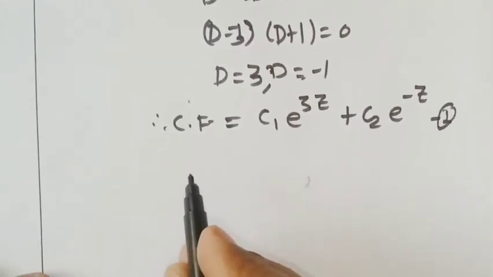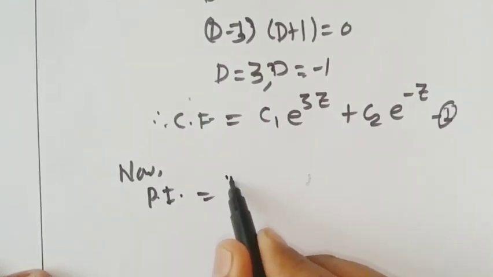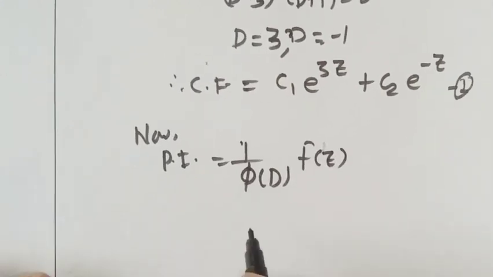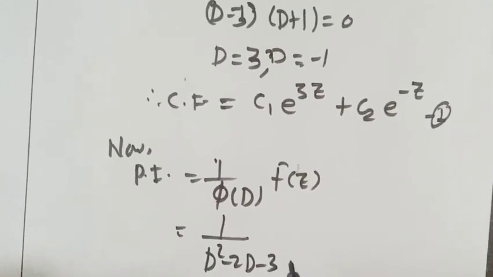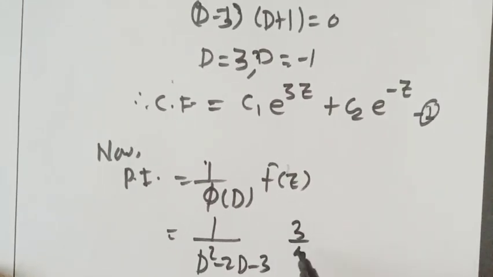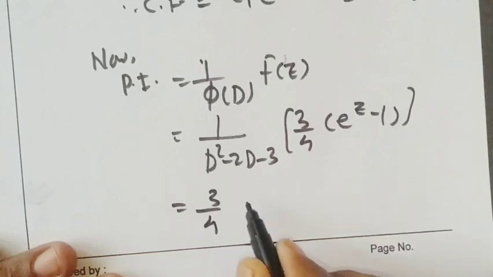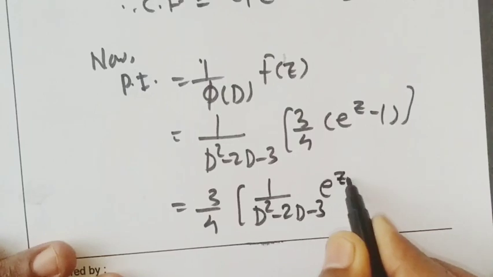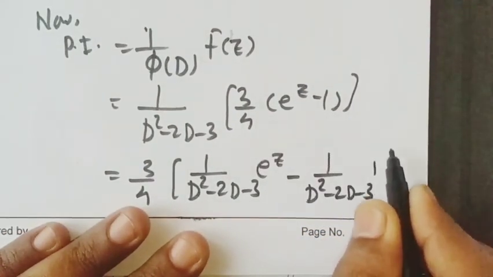Now the particular integral, PI, equals 1 upon φ(D) of f(z). On the right hand side we have a function of z. So φ(D) is D² − 2D − 3, and f(z) is 3 by 4 times (e raised to z minus 1). Now again two functions are there. 3 by 4 can be written in the beginning, as it is a constant. Inside the bracket we'll have 1 upon D² − 2D − 3 operating on e raised to z, minus 1 upon D² − 2D − 3 operating on 1.